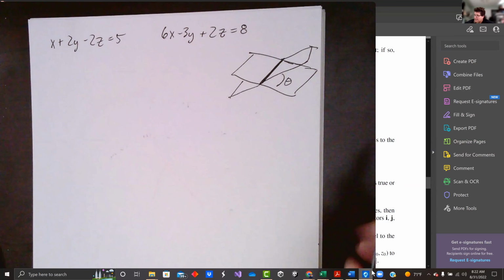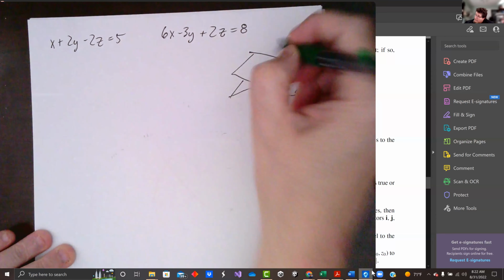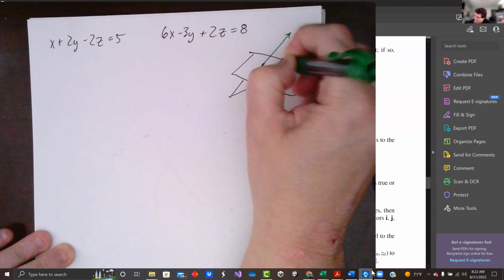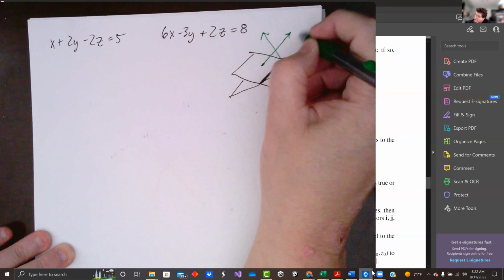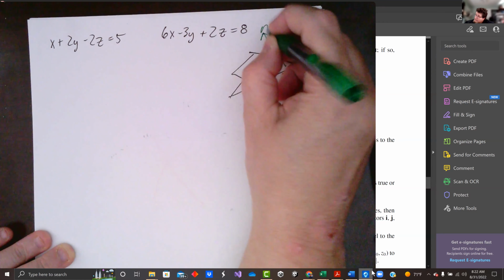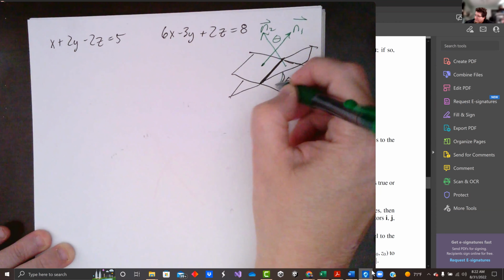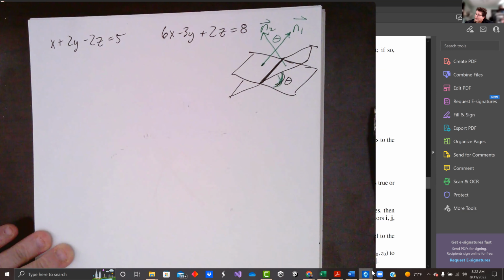So it just so happens that if we use the normal vectors for the planes, and I don't think my picture is going to do it justice, this angle here matches this angle here.